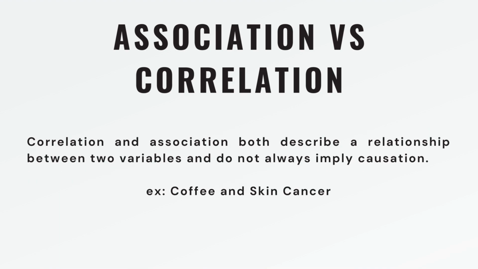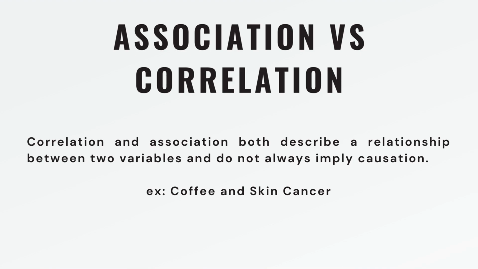Though they do have their differences, correlation and association also have their similarities. Correlation and association both describe a relationship between two variables and do not always imply causation. While causal relationships can show high correlations, correlations do not show causation and are not identical to causation. The same thing goes for association.